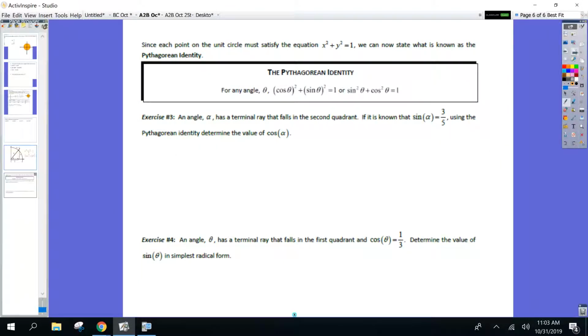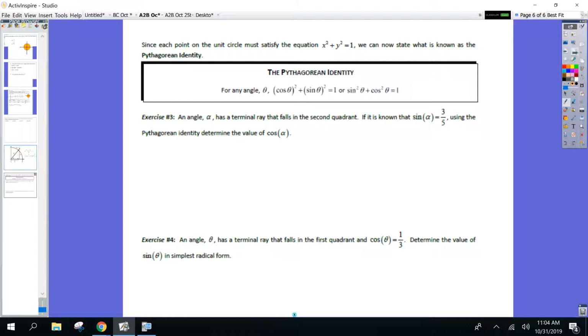Here we go. You have an angle. We're calling that alpha, correct? We're in what quadrant? Second quadrant. Remember that at the end of the problem. If you know sine is equal to 3/5, use the Pythagorean identity to determine cosine.